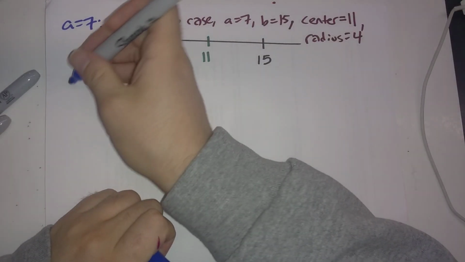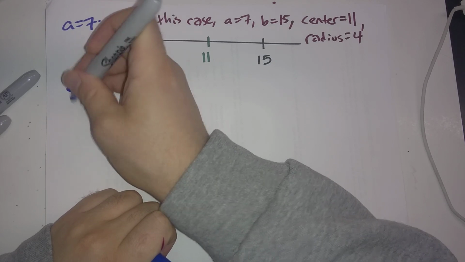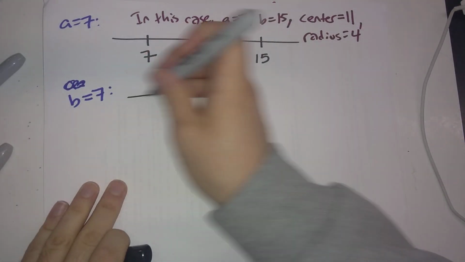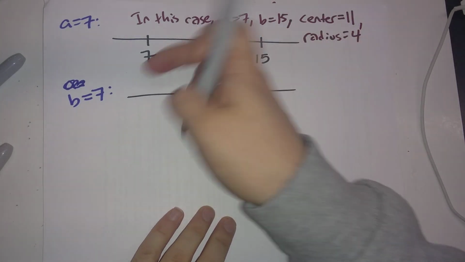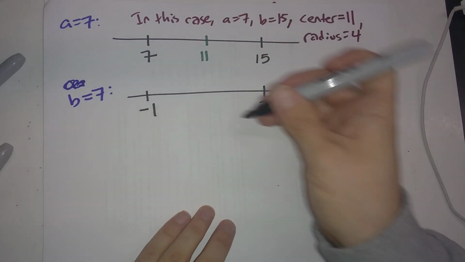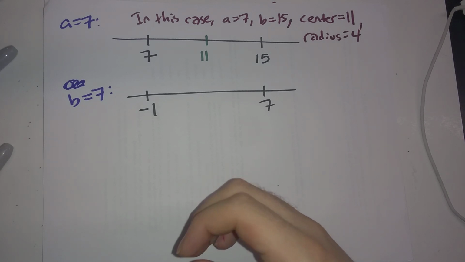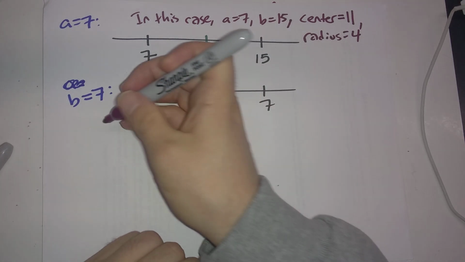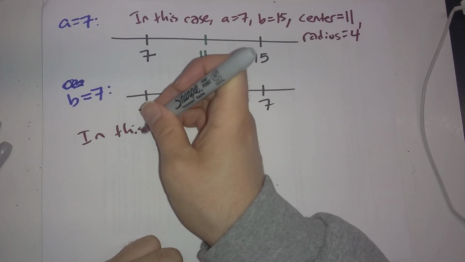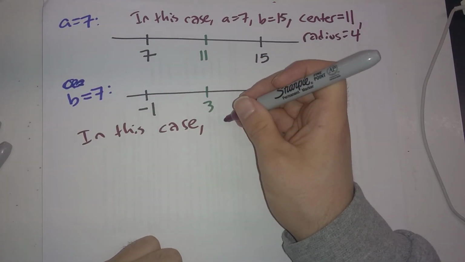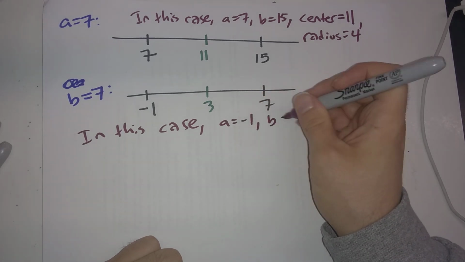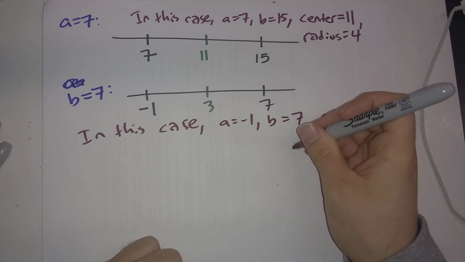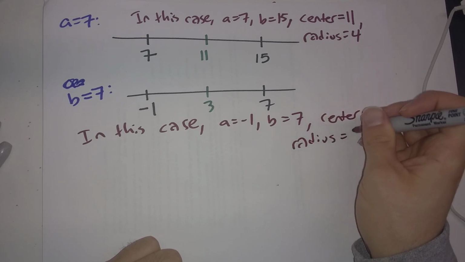And in our other case, b could be 7. So here is 7. We need to go back 8, which is to minus 1. Halfway in between minus 1 and 7 is 3. So in this case, a equals minus 1, b equals 7. The center is equal to 3, and the radius is still equal to 4.